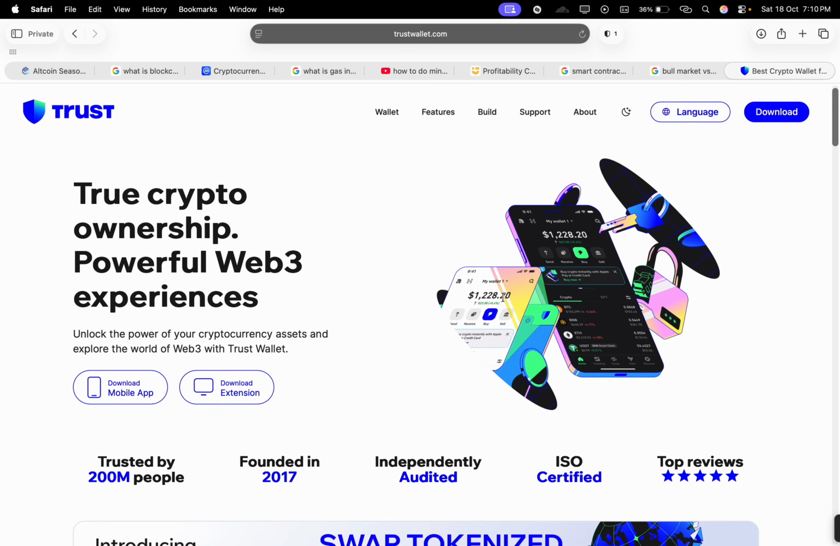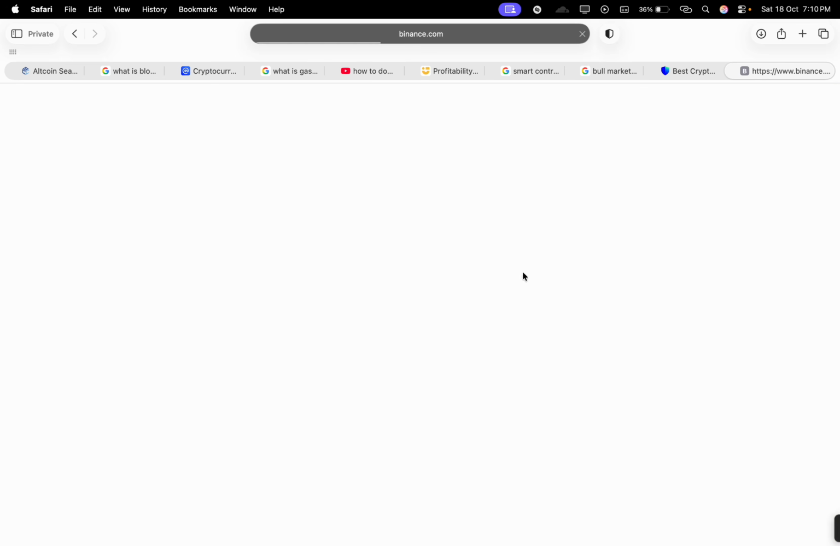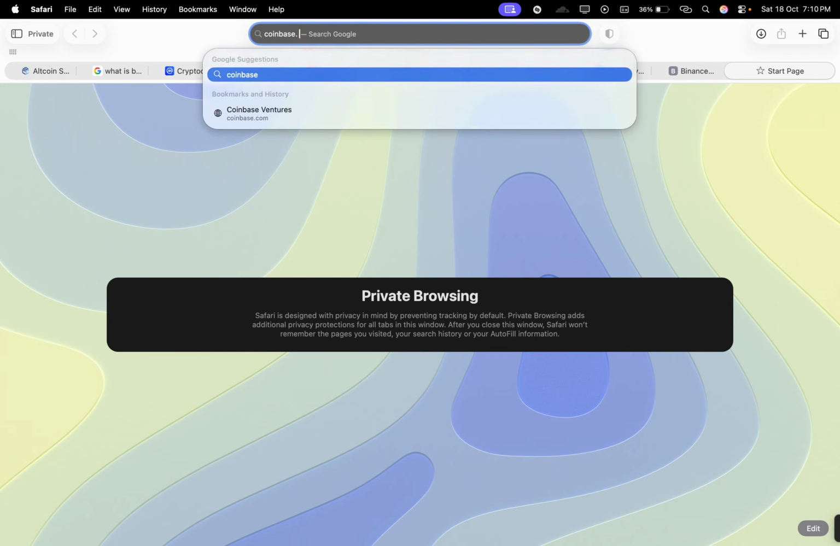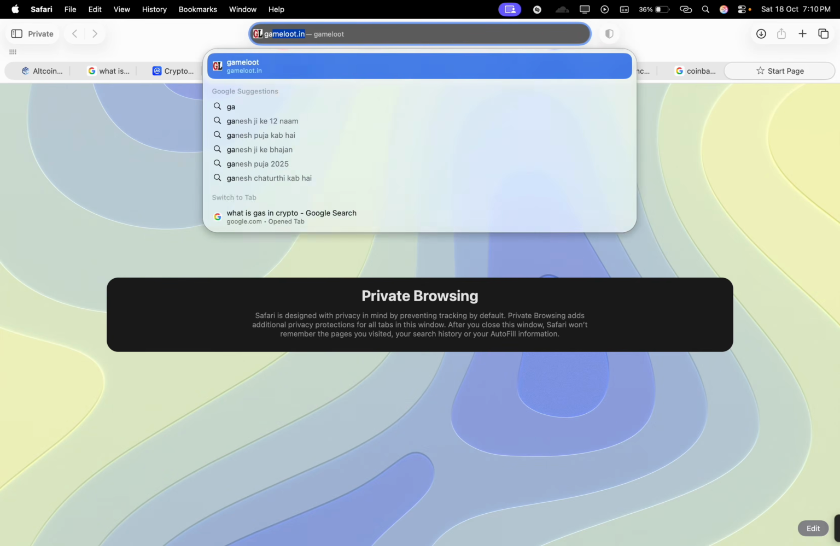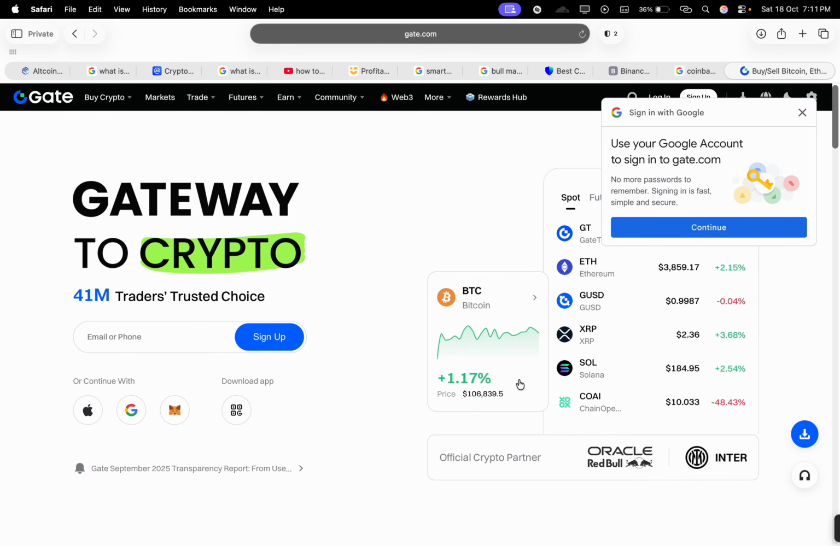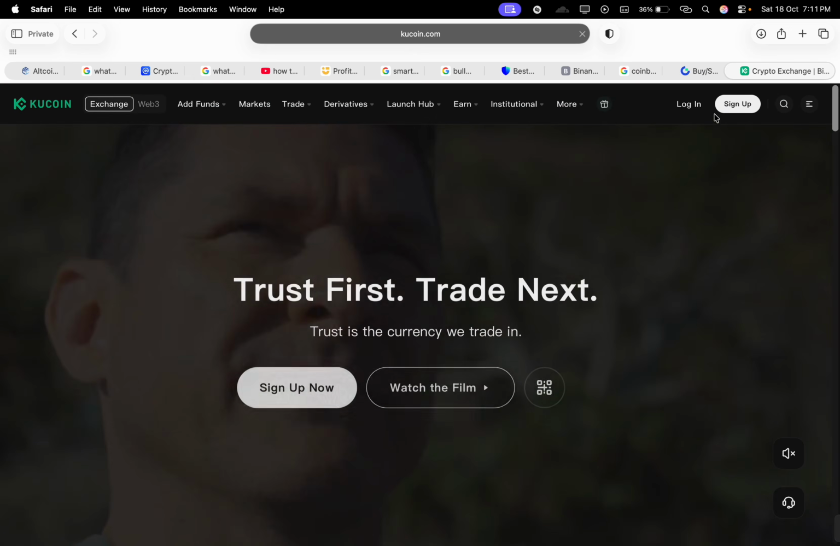Another place people use to store cryptocurrency is called a centralized exchange, like Binance. There are so many places. You can search about Binance, and Coinbase is here. Gate.io, Gate.com, it will not open until I connect. Oh, it's opening, okay. And KuCoin is here. So many centralized exchanges are here. So these are centralized exchanges.